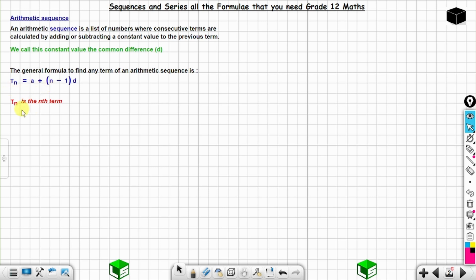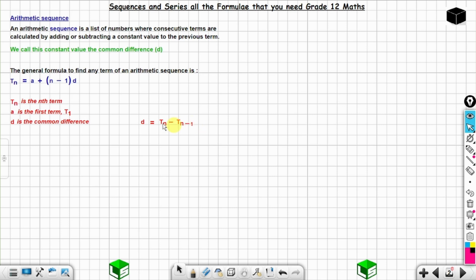Now, A is the first term, T1. D is the common difference. The constant value which is added or subtracted is known as the common difference. We use D to represent it. To find the common difference, you always take the next term minus the previous term. This is equal to the common difference. We are going to see that.